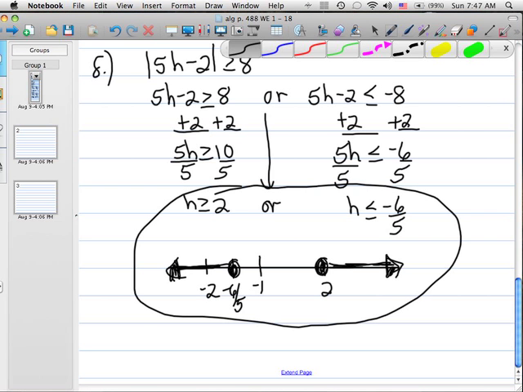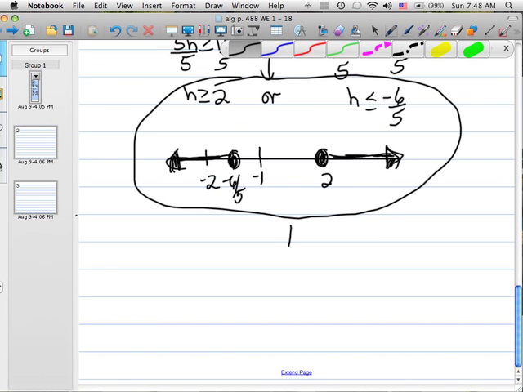For example, 3, 5 times 3 is 15, take away 2 would be 13, that's going to be greater than or equal to 8. If I took negative 2, negative 10, minus 2 is negative 12, the absolute value of negative 12 is greater than or equal to 8.